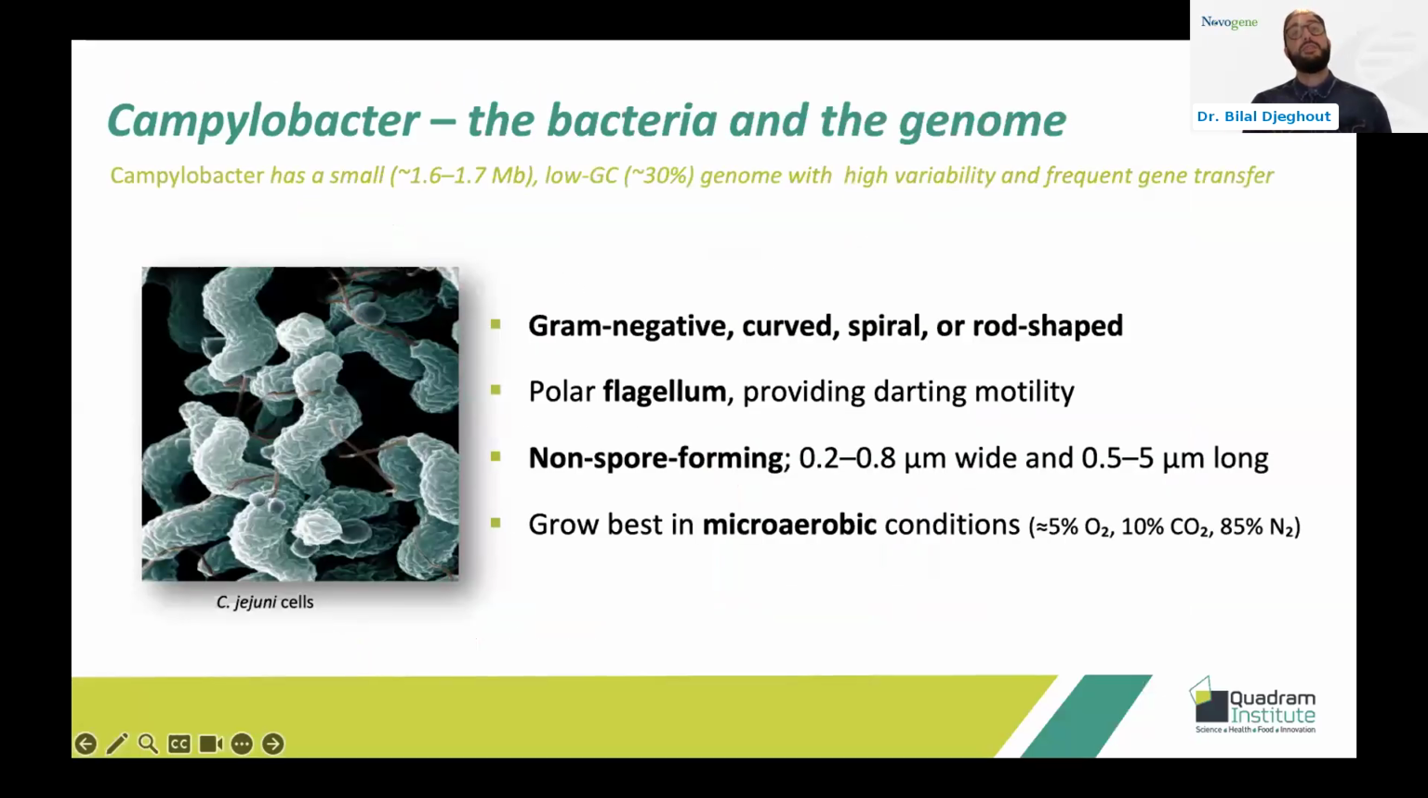And now let's take a closer look at the bacterium itself. Campylobacter is a gram-negative, curved, spiral, or rod-shaped bacterium. It possesses a polar flagellum that gives it its characteristic darting motility. The bacteria are non-spore forming and quite small, measuring from 0.2 to 0.8 micrometers wide and can be up to 5 micrometers long. This bacterium has a fastidious nature. It grows in microaerophilic conditions, a profile presenting unique challenges for clinical laboratory detection.